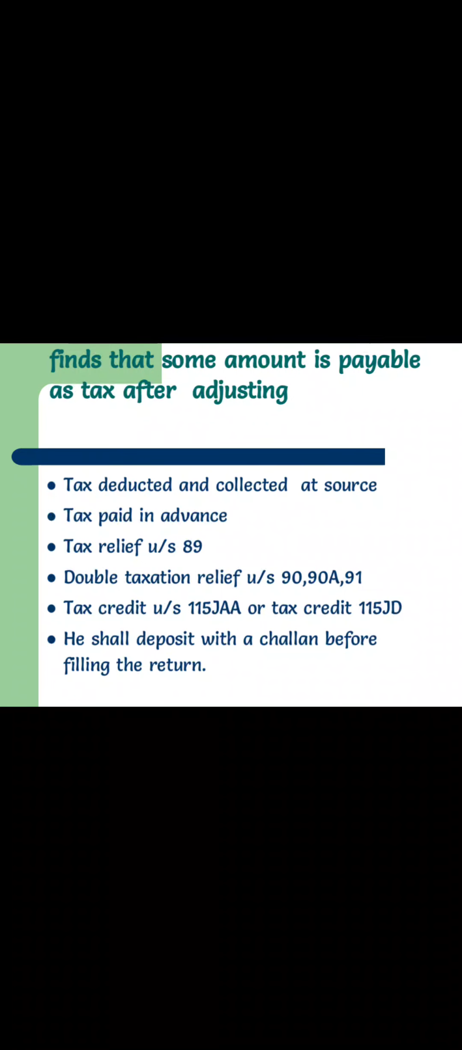Then tax relief under section 89. Many persons get relief under section 89. Then double taxation relief under sections 90, 90A and 91. Then tax credit under sections 115JAA and 115JD. So these are the items on the basis of the return, where an assessee finds that some amount is payable as tax after adjusting.